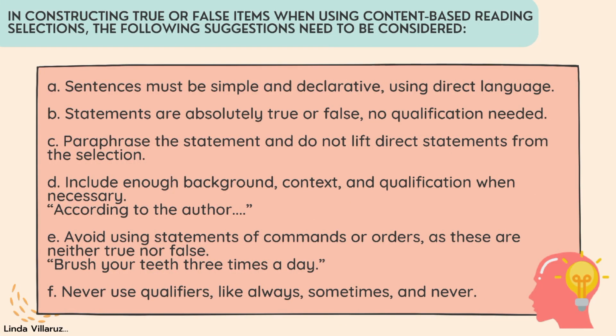In constructing true or false items when using content-based learning selection, the following suggestions need to be considered. Letter A. Sentences must be simple and declarative, using direct language. So, it is well-known information or it is easy to understand. Letter B. Statements are absolutely true or false. No qualification needed. Letter C. Paraphrase the statement and no need to lift direct statements from the selection.